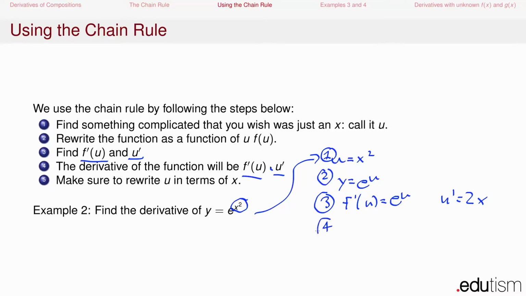The fourth step is to use the chain rule to multiply f prime of u times u prime. So we're going to get y prime equals e to the u times 2x. And the last step is to remember that this u is really an x squared. So the derivative here is e to the x squared times 2x.